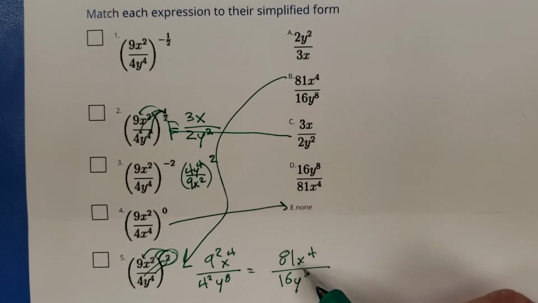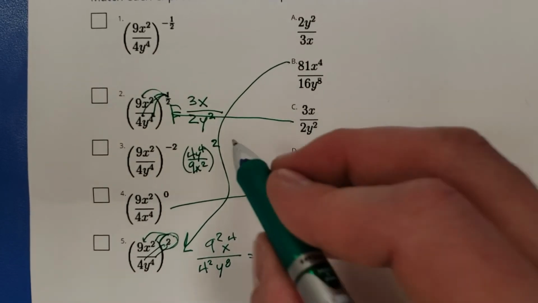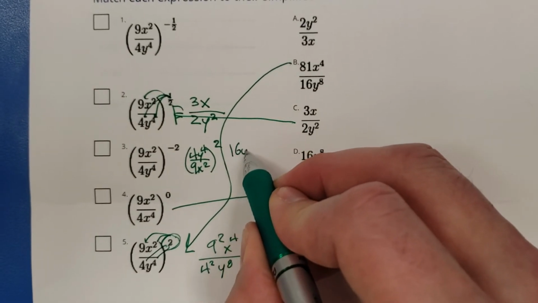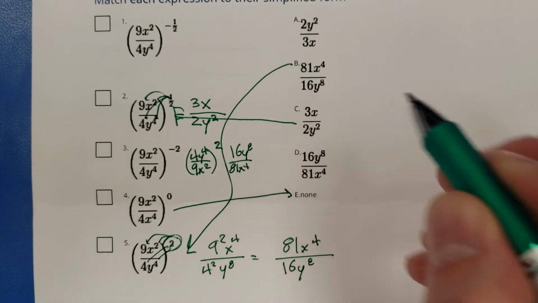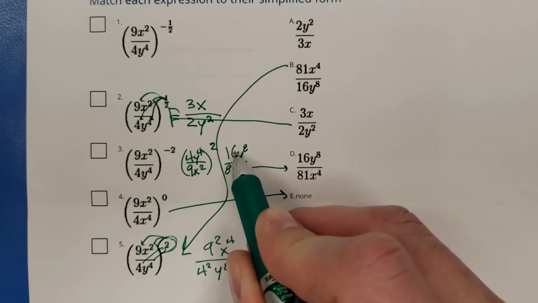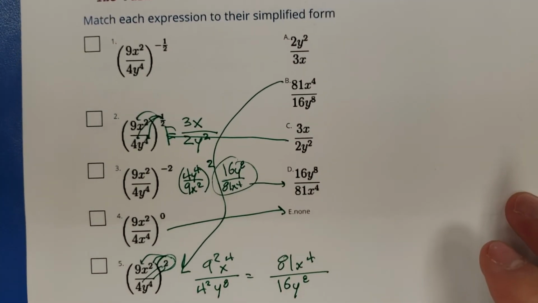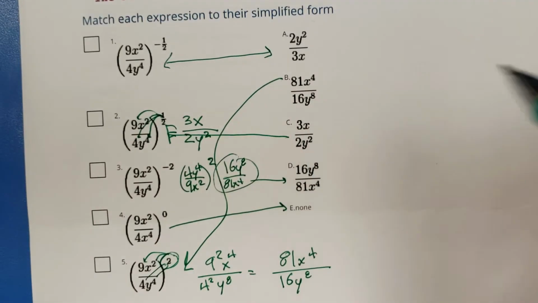So basically, it's the same answer as this guy. They're just flipped around. So it would be a 16y to the 8 over an 81x to the 4, which is, how nice is that? It's right there for you to pick out. And then the last one, these didn't scramble very well. It's got to be that one, process of elimination.